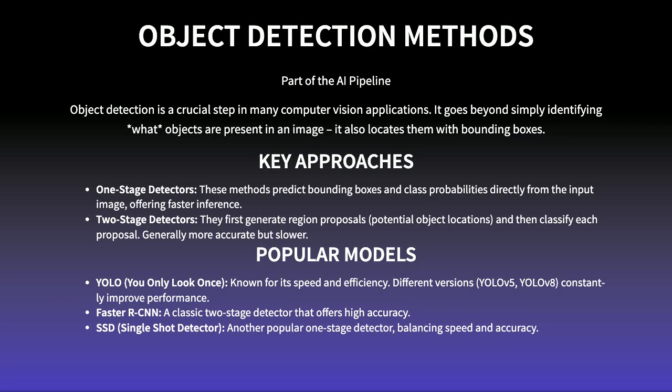Basically, it's not just recognizing there's a cat in a picture, but pinpointing exactly where that cat is with a box around it. There are two main ways to tackle this: one-stage and two-stage detectors. One-stage methods like YOLO are super fast because they predict everything at once, bounding boxes and class labels directly from the image. Two-stage approaches first find potential areas of interest, then classify them. Models like Faster R-CNN and SSD are popular choices. Each has its strengths in terms of speed and accuracy.